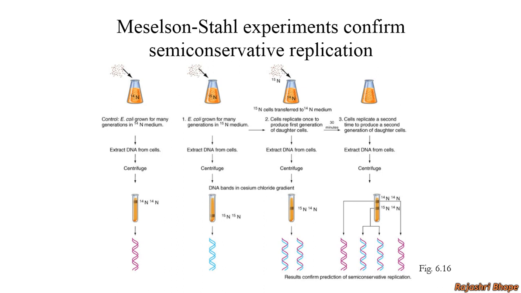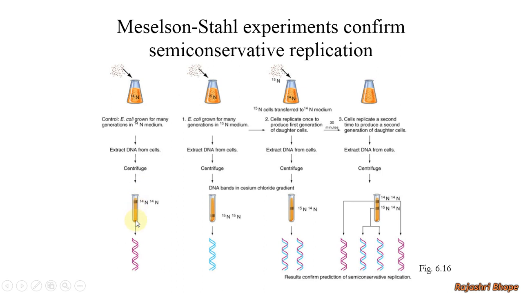newly synthesized. So what they did is, for control, they took E. coli and grew it for many generations in normal nitrogen, N14 nitrogen medium. Now why is only nitrogen considered here? Because DNA is made up of nitrogenous bases, and they are synthesized by every organism whenever DNA duplicates. Then they extracted the DNA from the cells and centrifuged it on density gradient centrifugation.